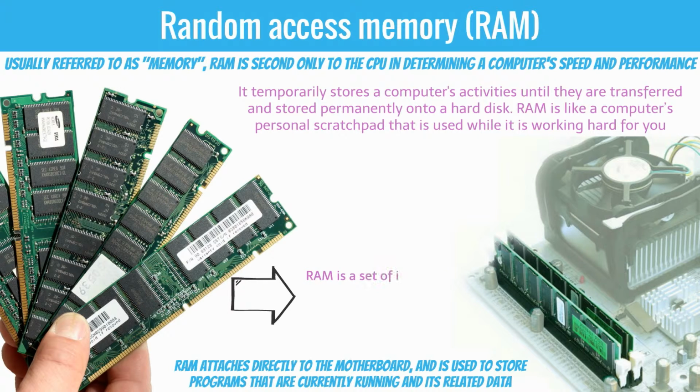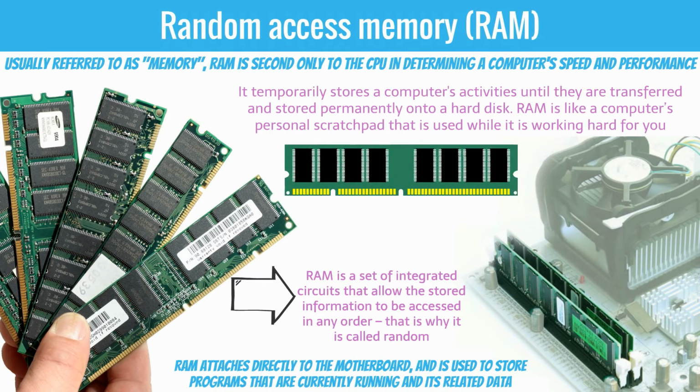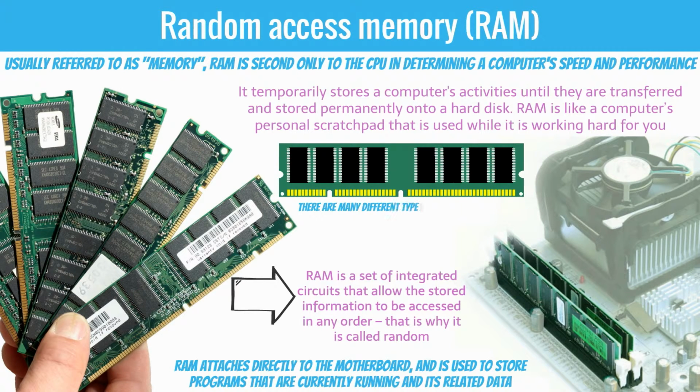RAM is a set of integrated circuits that allow the stored information to be accessed in any order. That's why it's called random. There are many different types of RAM. Distinctions between these types include writable versus read-only, ROM, static versus dynamic, and volatile versus non-volatile.